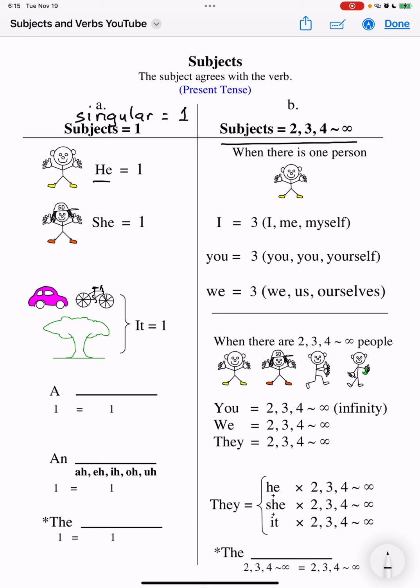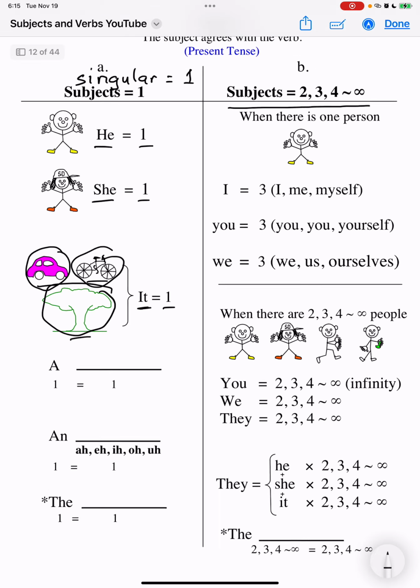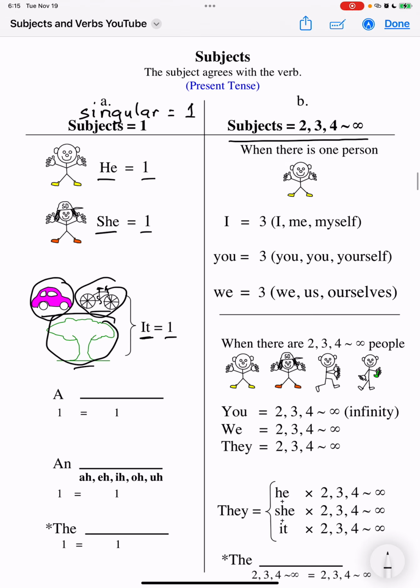Okay, so you have he equals to 1. She equals to 1. Then you have a car, a bike, a tree. Each of these, and each of them individually, they all equal to 1. Then we have a, which is going to equal to 1. And then the next word after a is going to equal to 1. But this next word is going to be called a noun.